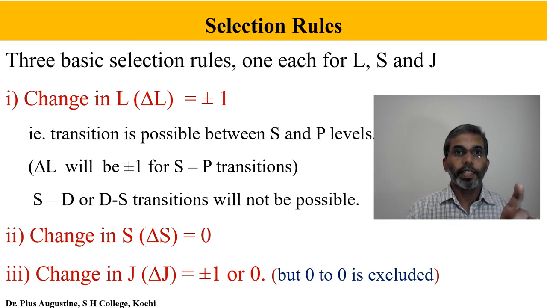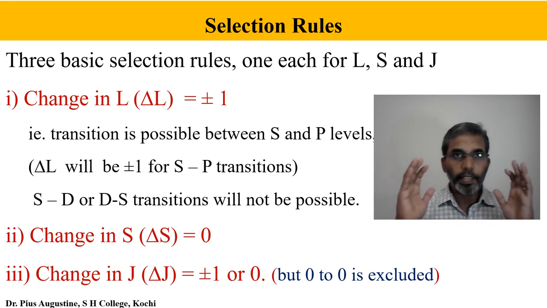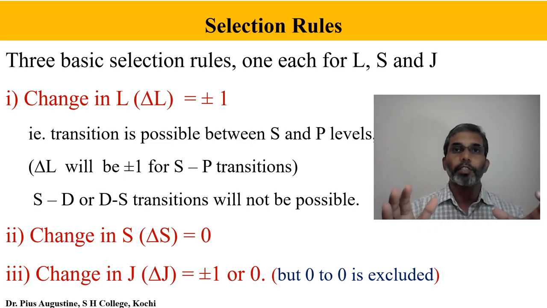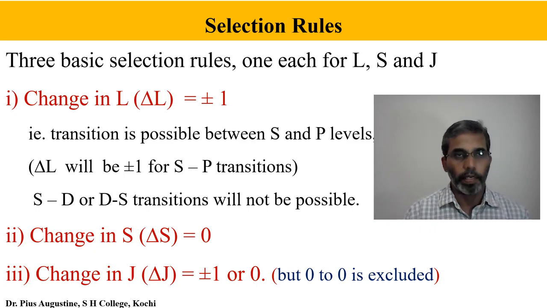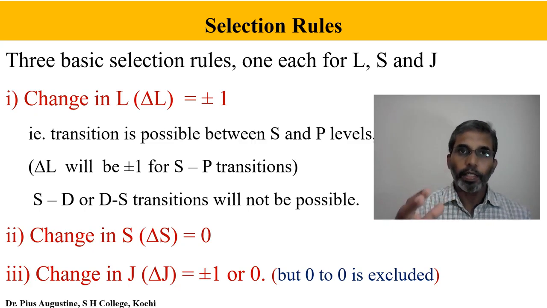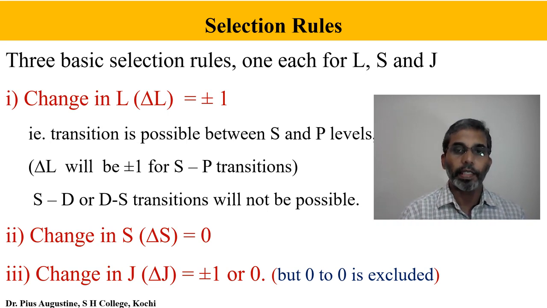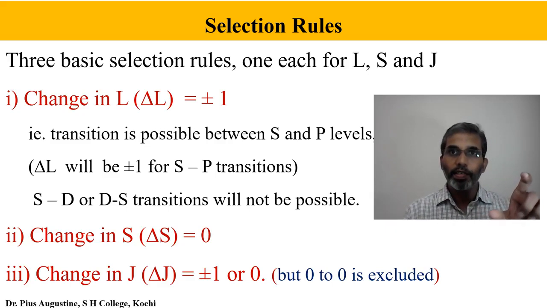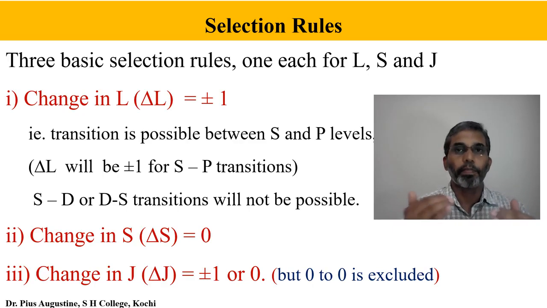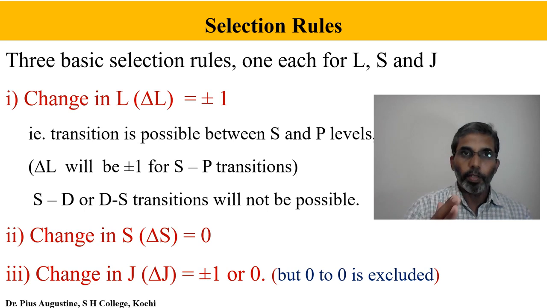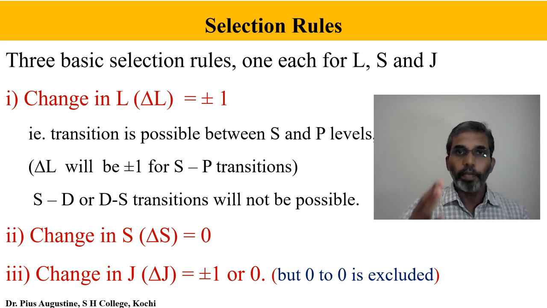Okay, now we will see selection rules. There are certain restrictions on the transition of electrons from one energy level to another, based on quantum mechanical results coming from solutions of the Schrodinger equation, and these are known as selection rules. These selection rules govern the transitions, and with their help we will be able to explain many atomic spectra. So in the vector atom model there are 3 basic selection rules, one each for L, S and J.